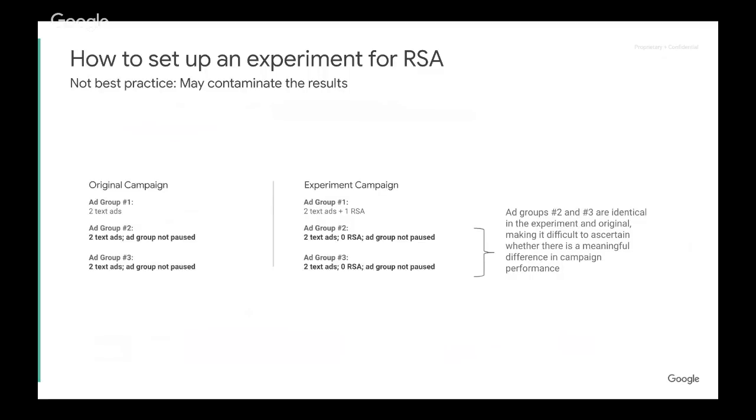So here is a specific example of a test that is not set up for success. Two of the three ad groups in the campaign do not have the variable that we're testing, the responsive search ad, and are active while the test is running. Hence, it's really difficult to assess whether it's a meaningful difference in the campaign performance. So again, when you test out responsive search ads, it's really important to have all the ad groups in the campaign that you're testing have responsive search ads alongside ETAs, and to have the holdout campaign with no RSAs at all.